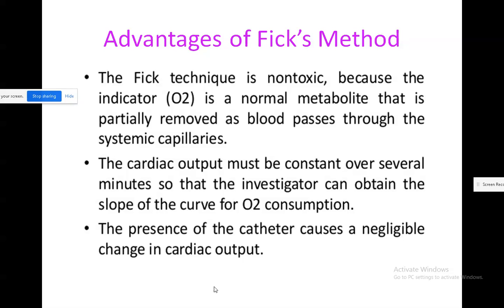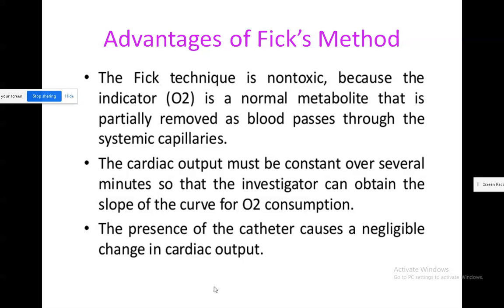The cardiac output must be constant over several minutes so that the investigator can update the slope of the curve for oxygen consumption. So you can get the cardiac output in a curve manner, by considering the oxygen consumption. For several minutes you will be taking the oxygen consumption of the blood.